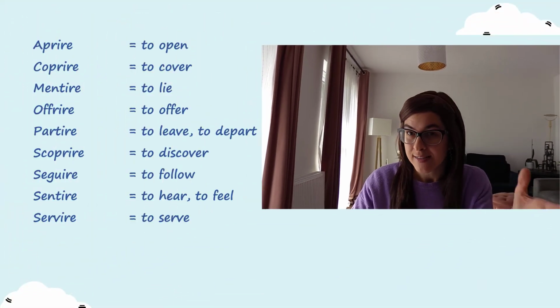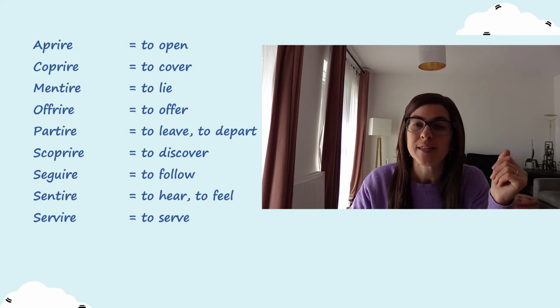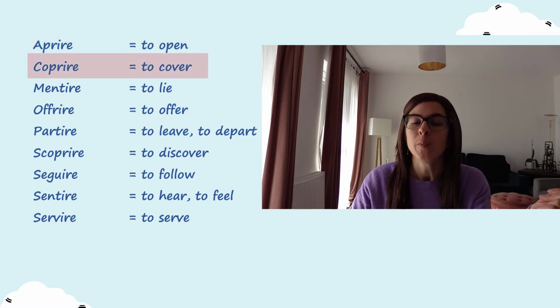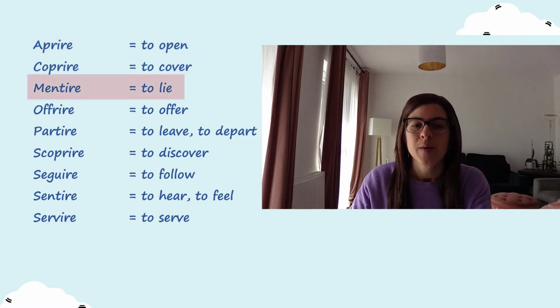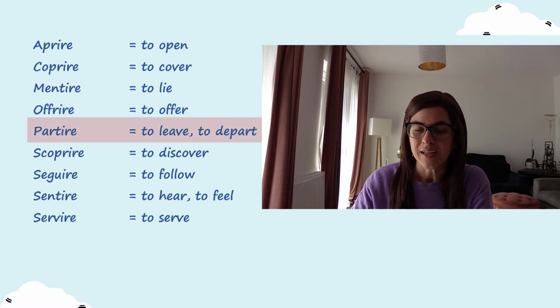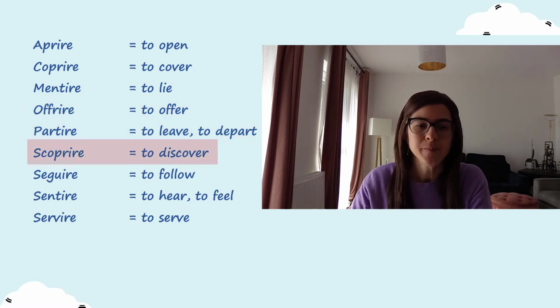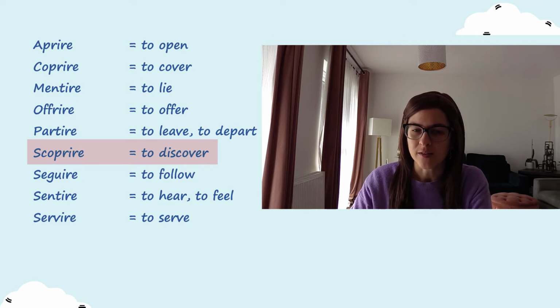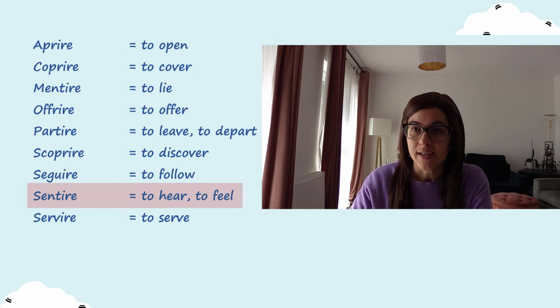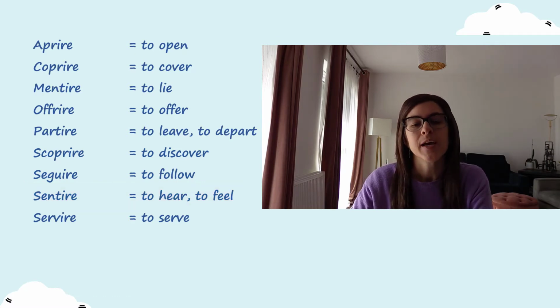And examples of the verbs in IRE that conjugate like dormire are aprire, to open, coprire, to cover, mentire, to lie, offrire, to offer, partire, to leave, to depart, scoprire, to discover, seguire, to follow, sentire, to hear, to feel, and servire, to serve.